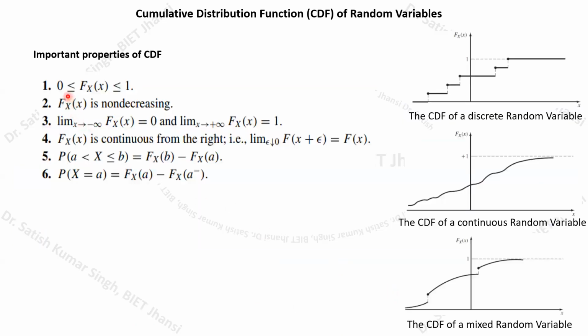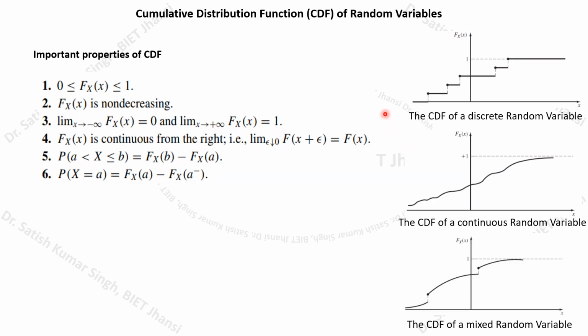Normally the cumulative distribution function will always be between 0 and 1. The CDF F(x) is a non-decreasing function of x, so it is normally an increasing function of x. And it is right-continuous.